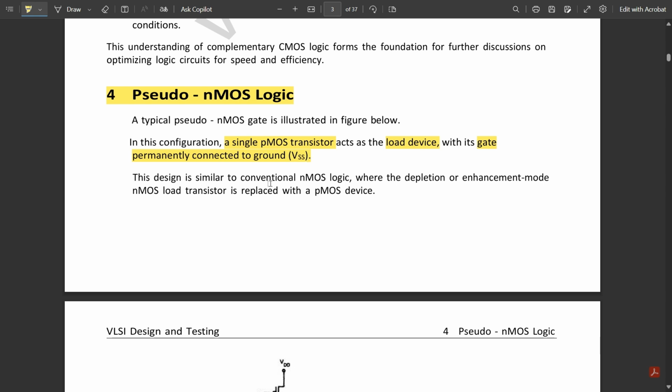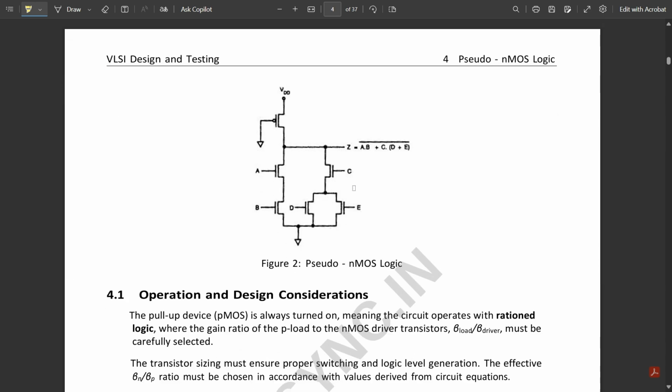This design is similar to the conventional NMOS logic. So one more name you could give this is conventional NMOS logic, where the depletion or enhancement mode NMOS load transistor is replaced with a PMOS device. This is the diagram here.